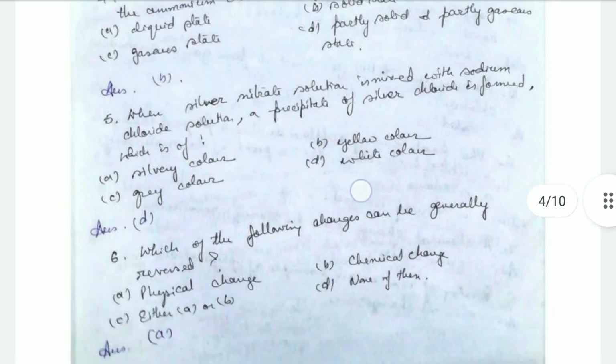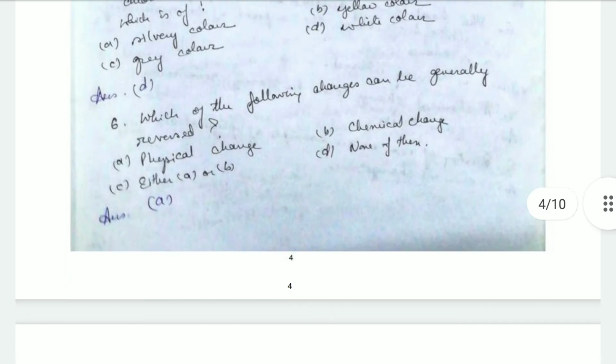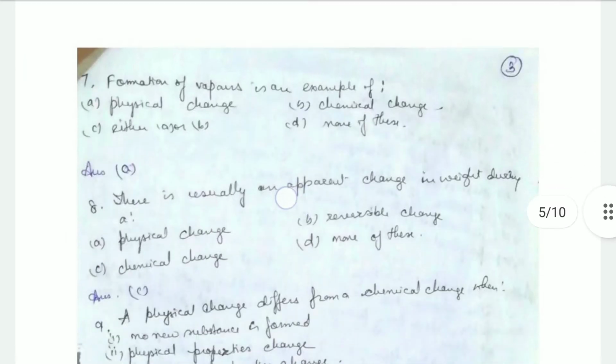When silver nitrate solution is mixed with sodium chloride solution, a precipitate of silver chloride is formed, which is white in color. The silver chloride precipitate is white in color. Then, which of the following changes can be generally reversed? It's a physical change that can be generally reversed.